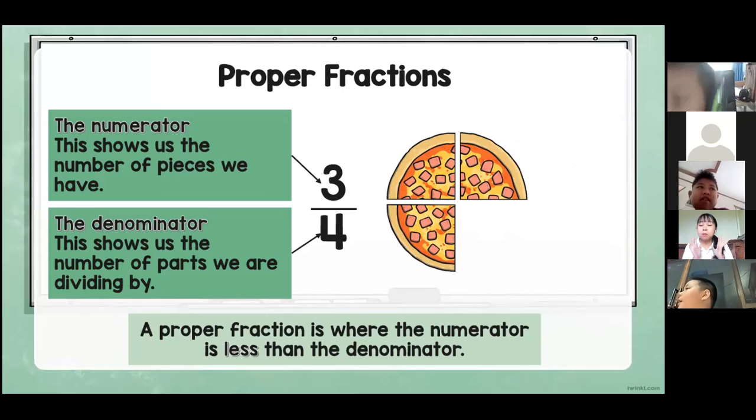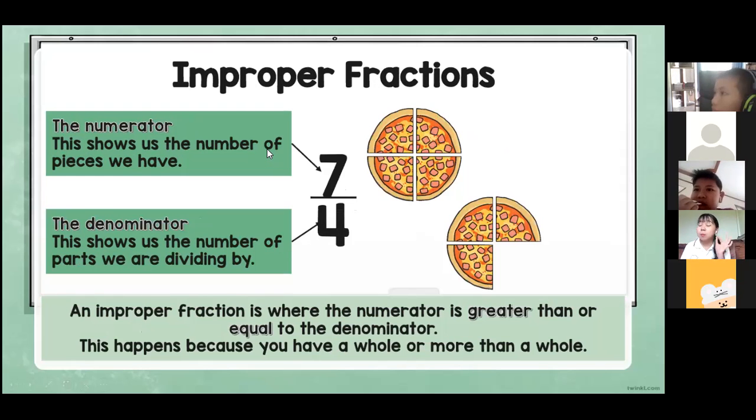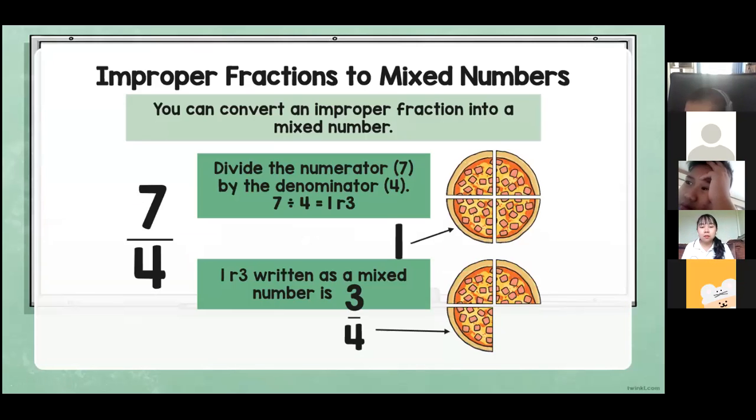Proper fraction and improper fraction. For proper fraction, the numerator is less than the denominator. But if it's improper, the numerator is greater than the denominator or equal. It has to be more than the denominator. It can be 4, 5, 6, 7 something. That is improper fractions. And how to make improper fractions into mixed number?